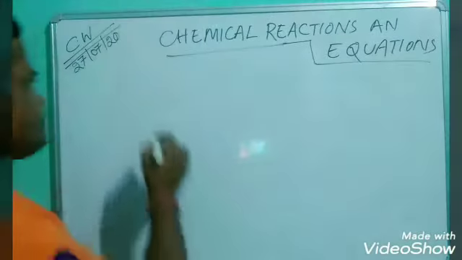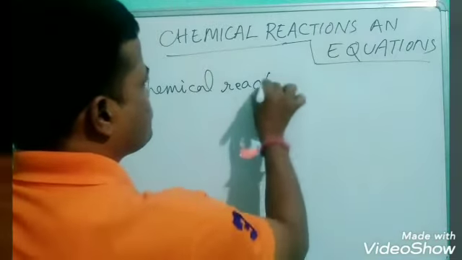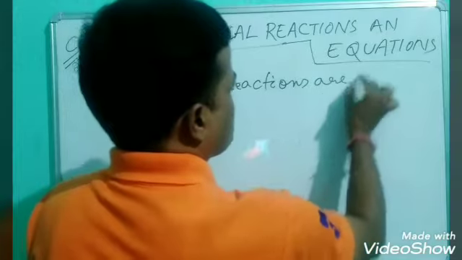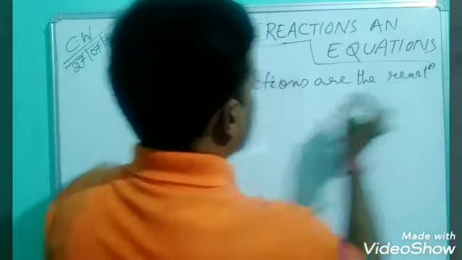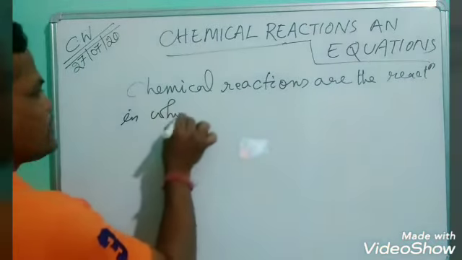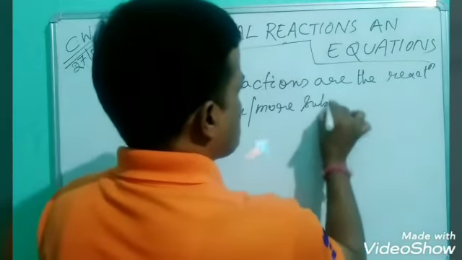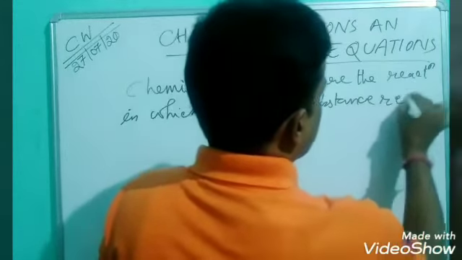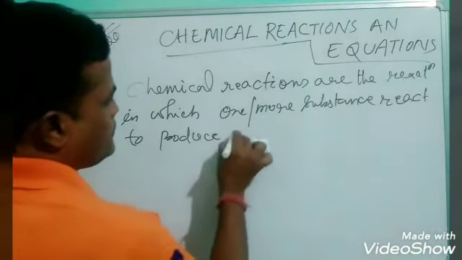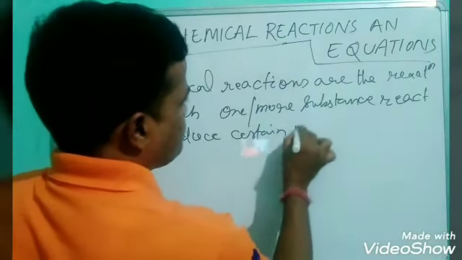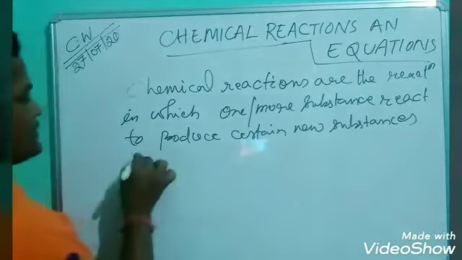Let us see what a chemical reaction is: a process in which one or more substances react to produce certain new substances with new properties.